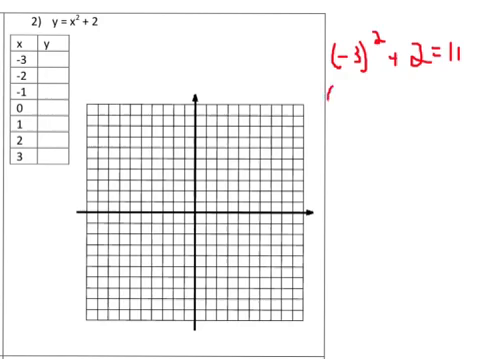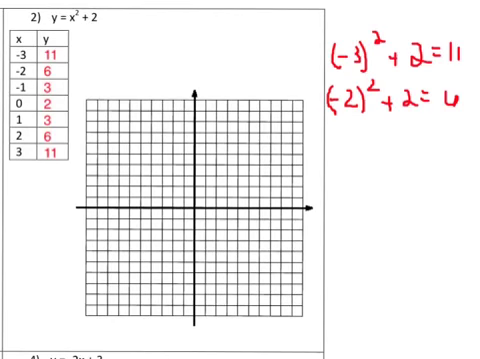The next one is going to be negative 2 squared plus 2. So negative 2 squared is 4, plus 2 is 6. And you would continue that throughout the whole table. So I'm going to put the answers that I got for y into the table now. So if you notice in this table, the values are repeating, which indicates that it will probably be one of the parabolas we've seen in the past.